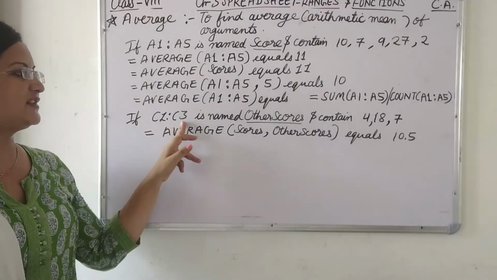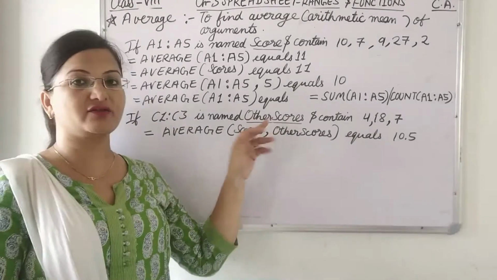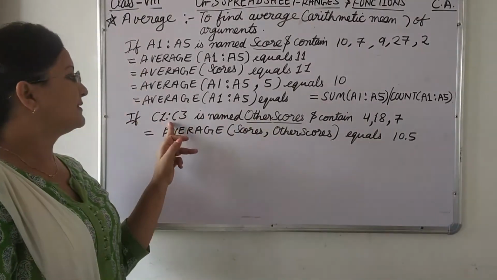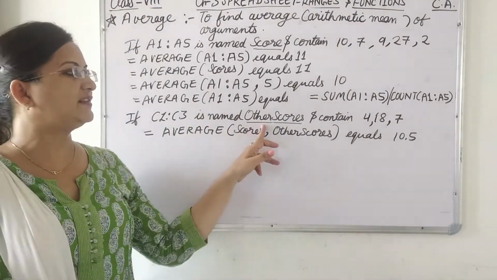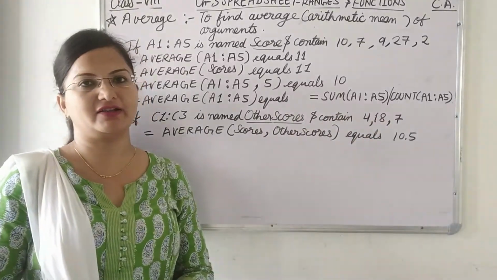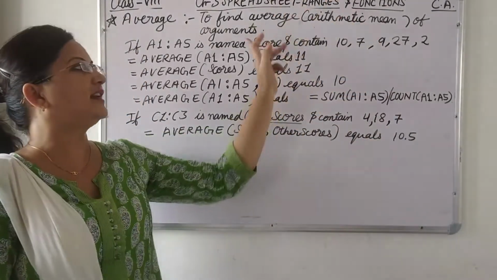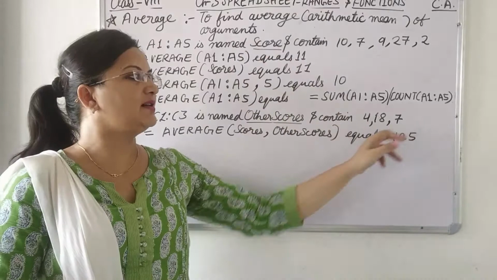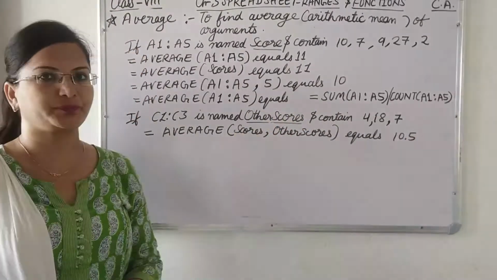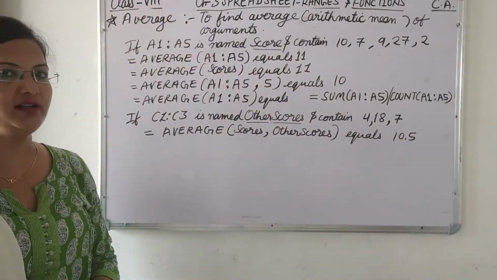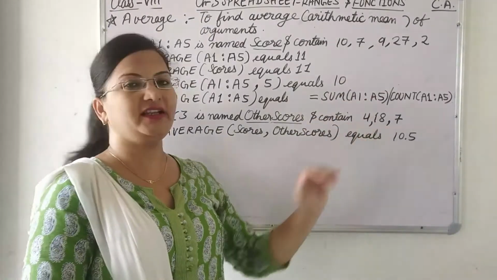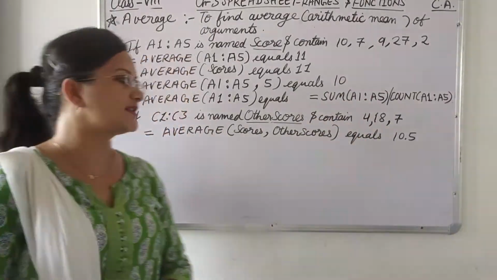Now if C1 to C3 is named other score, there is one more range and it is C1 to C3, and there are 3 numbers in this range. Got it? These 5 numbers are named score and these 3 numbers are named other score. Now how many numbers in total? 5 numbers and 3 numbers, that means total 8 numbers.